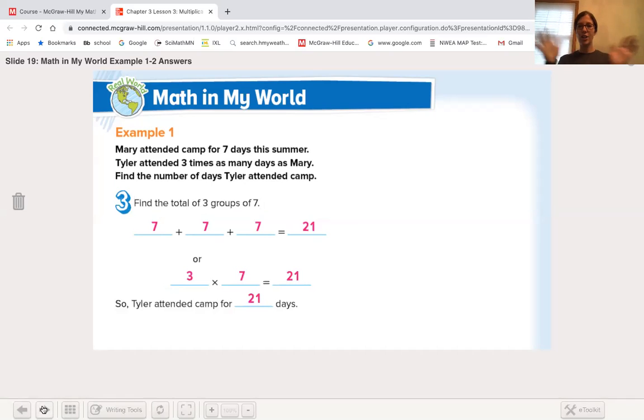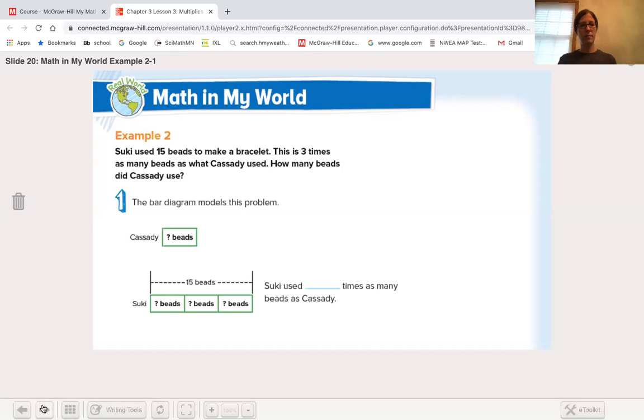Look at that. Ta-da. All right, example 2 is using a bar diagram. They're kind of showing you the groups that way. Suki used 15 beads to make a bracelet. So you can see 15 is my total up top. This is 3 times as much as Cassidy, okay? So 15 is 3 times as much as what Cassidy used.